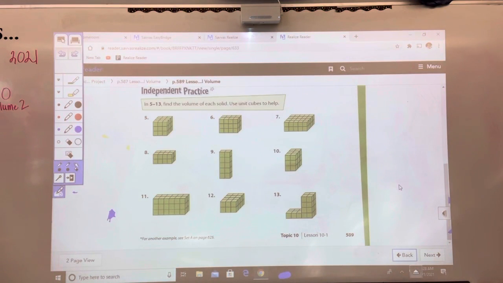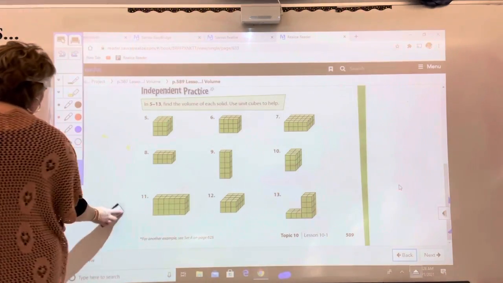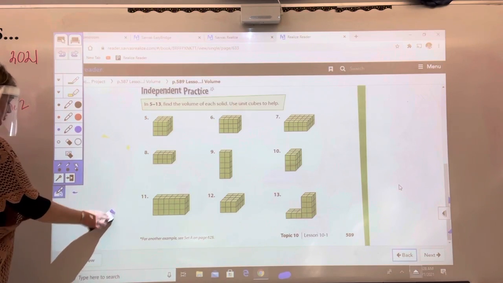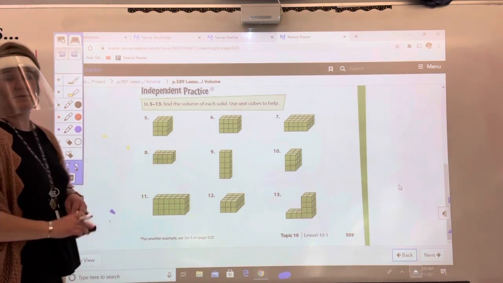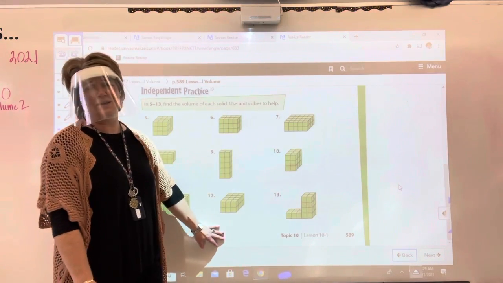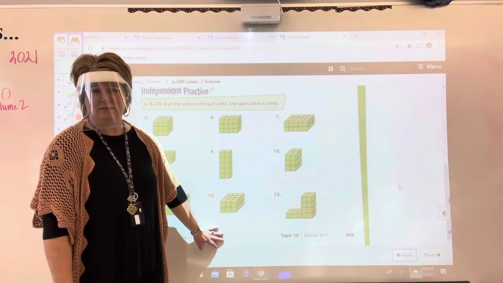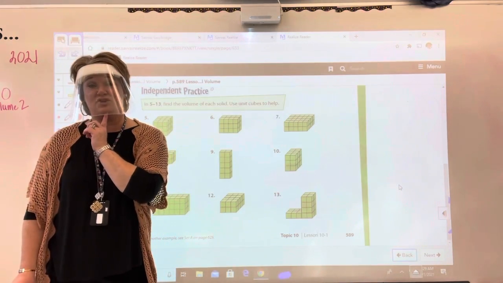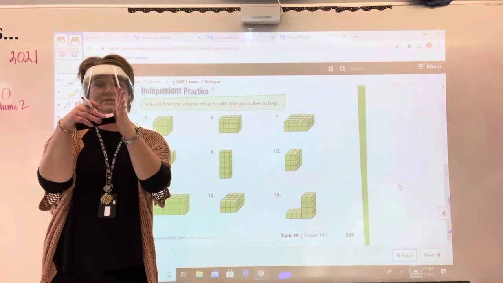Okay, let's look at the bottom. Pick one. Brooklyn. 13. Well, 13 is a little tricky, so let's talk about it. All eyes up here. Every one except for 13 is going to be so easy because you just got to find the length times the width times the height. But 13 is actually 2 different shapes butted up against each other.